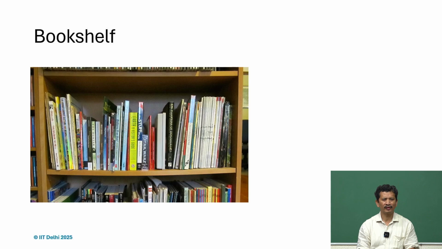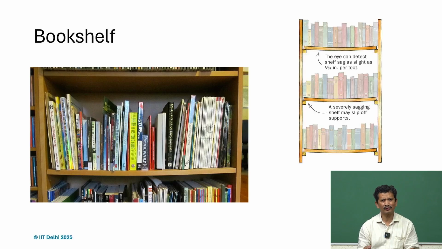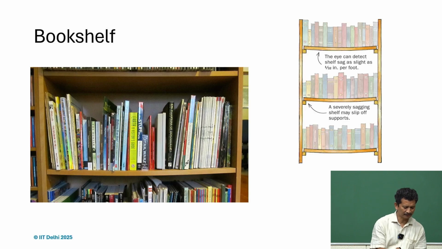So, a very simple example, I think this kind of bookshelf we have at our home. What we realize is that it's fully functional, it doesn't create any problem, but at the same time, aesthetically it doesn't look good, and the obvious reason is the sagging that we see here.